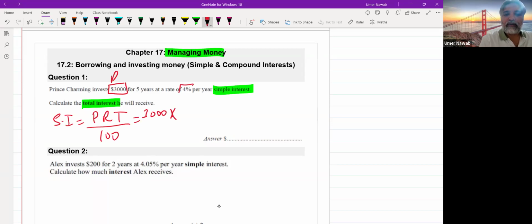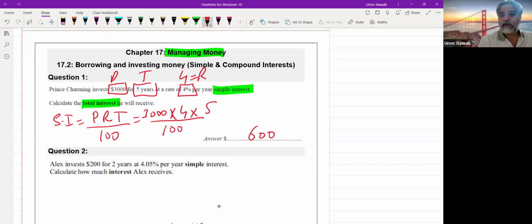Rate is always given in percentages. Rate for me, it is 4. Time is 5 over 100. Write everything in the calculator and get answer 600.